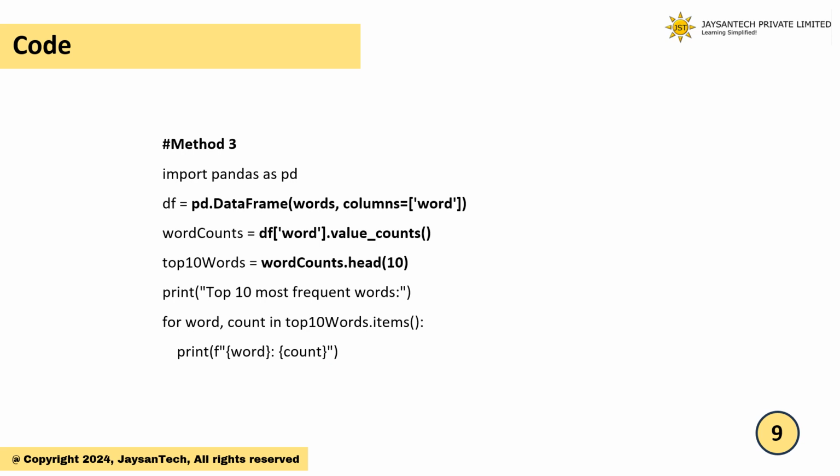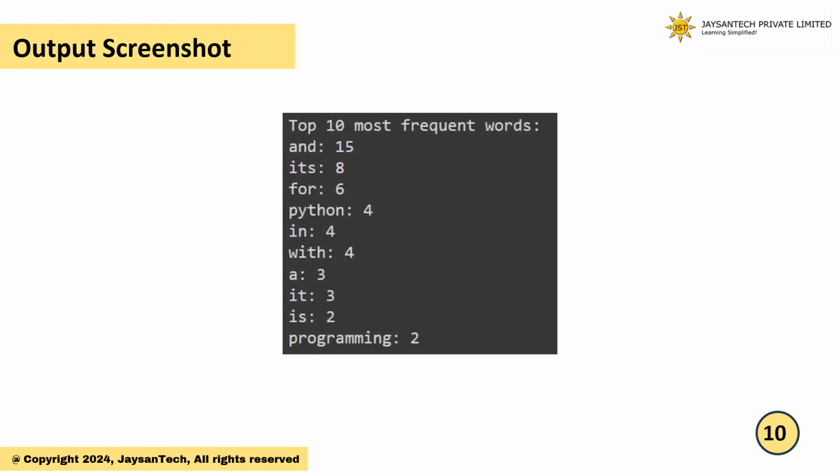Perfect. So this is the output of all three methods. We are getting the same output. If you see, the word and is repeated 15 times, and the 10th most frequent word is programming, which is available twice. How many times is Python available? 4 times. The word Python is available 4 times, and all the others are conjunctions, prepositions and so on. Try it with a different text file and see what your most commonly available words are.